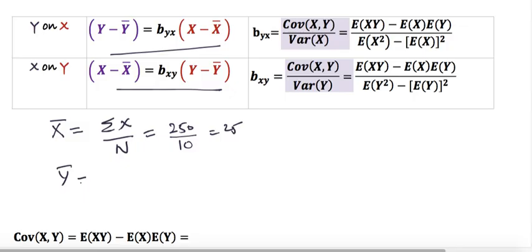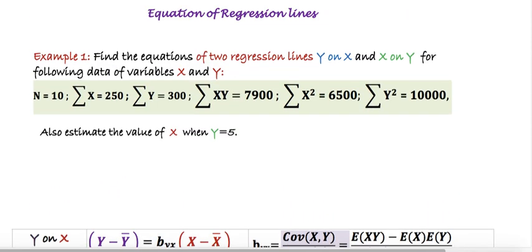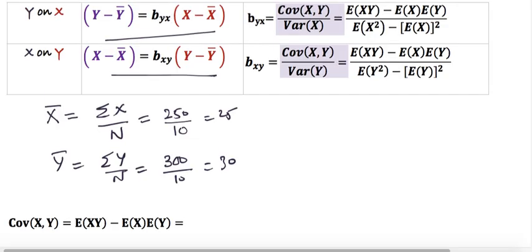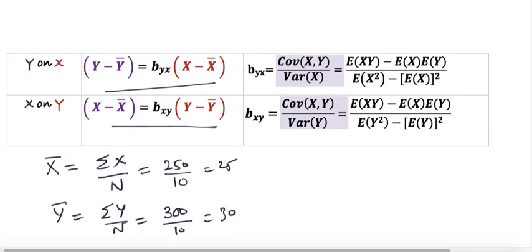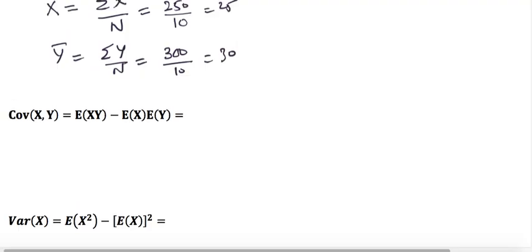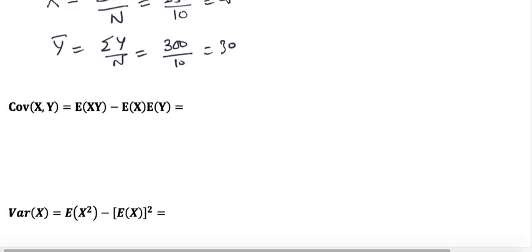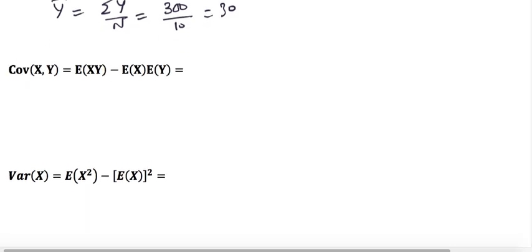Similarly, we can also find y bar, which is sum of y upon n, and sum of y is given to us as 300. So we plug in 300 upon 10, which is 30. So we got x bar and y bar. It means we are now left with the byx value and bxy. So one by one let us find out. For that, we know the numerator part is common for both the lines, meaning for both the coefficients. One way is you can calculate them separately and then put them into the formula.